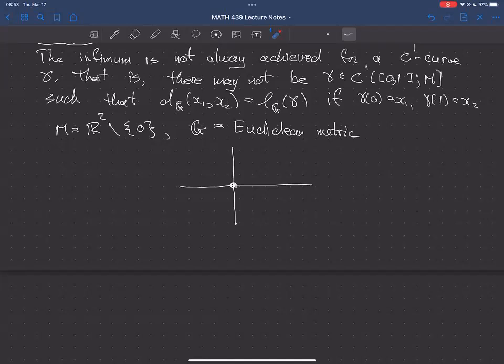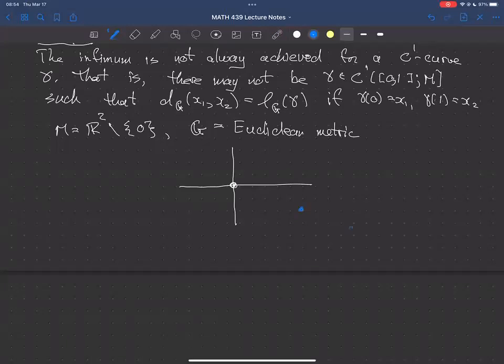Yeah, so for example, but it doesn't have to be. All it has to be is 2 points where the straight line that connects them goes through the origin. Because then, to really achieve the minimum distance, the curve would actually have to go through the origin, but the origin's not in M, so it can't do that. So maybe let me draw 2 points for which it works.